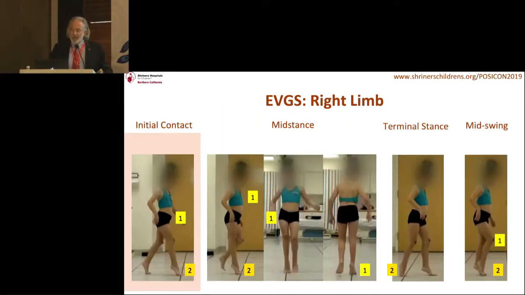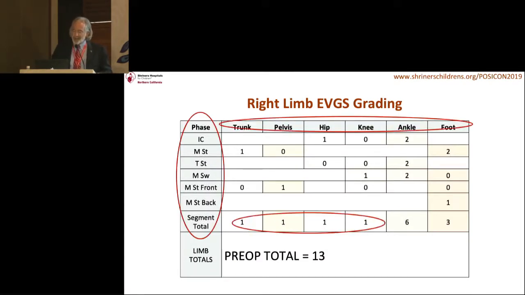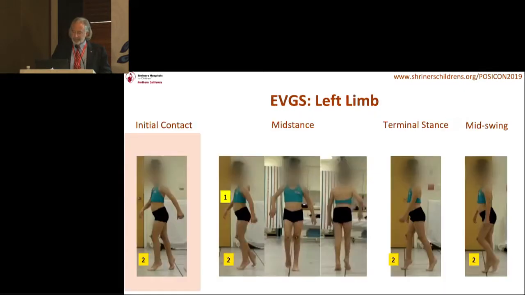We show images of the 6 critical points in the gait cycle with numbers showing the score for each of the segments. This allows you to look on one page and see where the deviations are. On the score sheet, we see that the child has some deviations at the trunk, pelvis, hip, and knee, but the majority are at the ankle and foot on the right side.